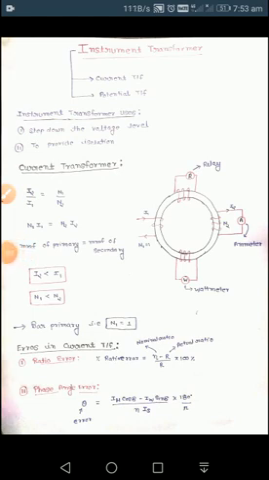Let us discuss the current transformer. Current transformers are generally used to measure currents of high magnitude. These transformers step down the current to be measured so that it can be measured with a normal range ammeter.